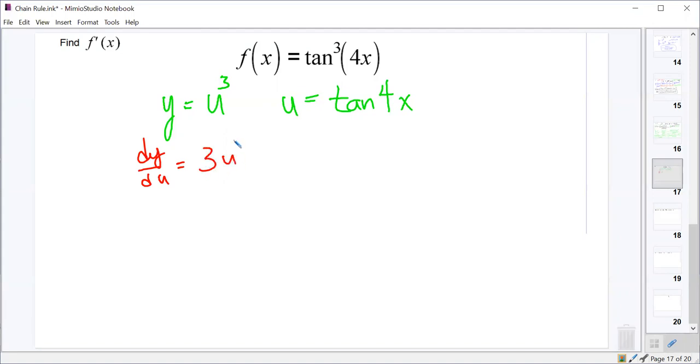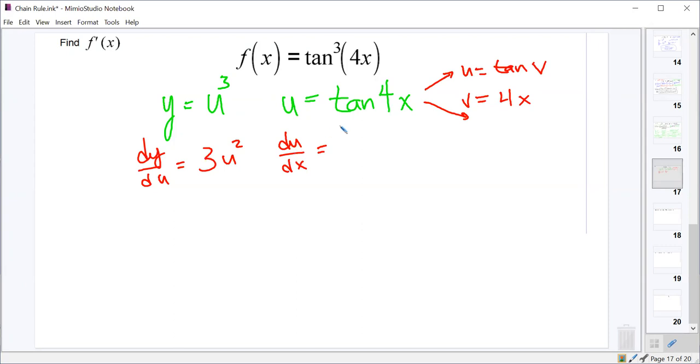It's 3u squared. So then we need du dx, but we can't do that because tangent 4x requires the chain rule. So du dx, if we were to rewrite this, then we could say that u is equal to the tangent of, well, we can't say u, let's use a different variable. Let's call it tangent of v, with v equal to 4x.